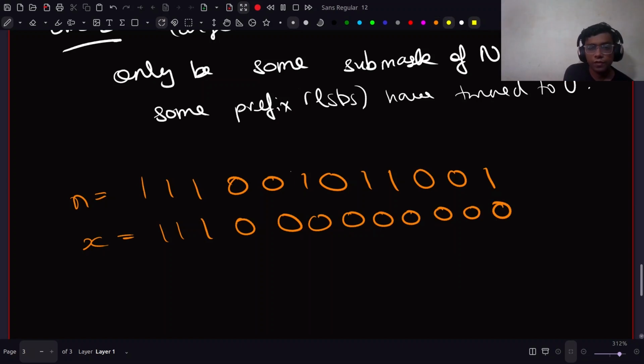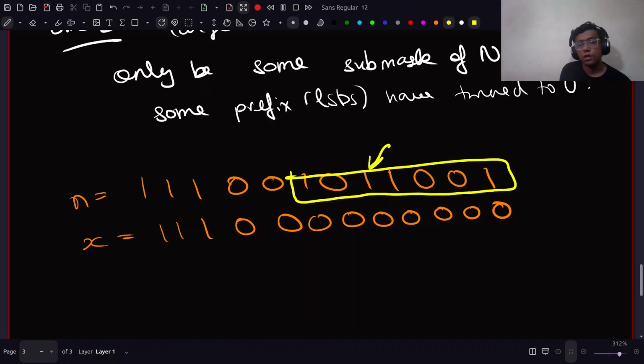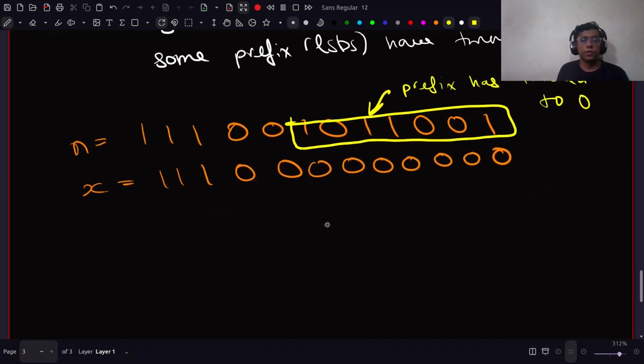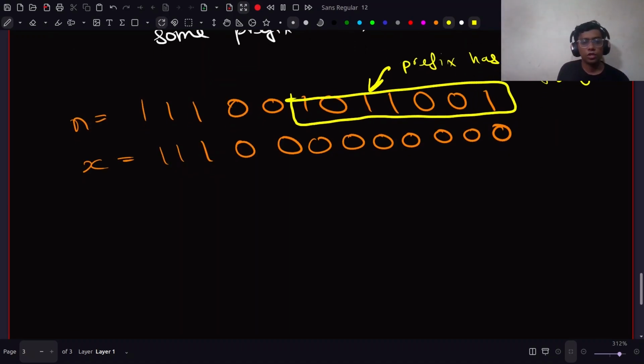Then basically what we have done is this whole portion has been converted, this prefix has turned to zero, right? So we can say that this x is obviously valid, but we need to figure out what is the smallest m that will convert all of these to zero. All right, so basically, how can we find out the smallest prefix?